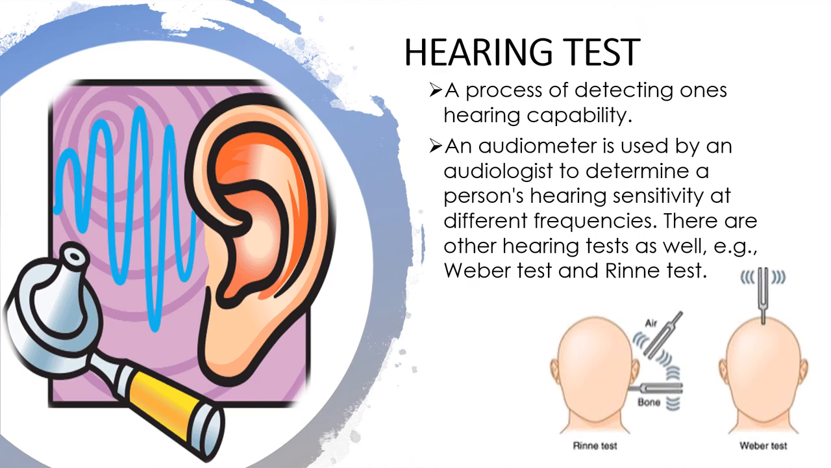Hearing test. It is a process of detecting one's hearing capability. It is necessary to allow children to go through audiology evaluation while growing up to avoid hearing loss. Loss of the ability to hear during childhood can be congenital, delayed onset, acquired, or progressive in nature. In some cases, a mild hearing loss cannot normally be identified through a routine hearing screening. An audiometer is used by an audiologist to determine a person's hearing sensitivity at different frequencies. Weber test or Rinne test are examples of hearing tests.